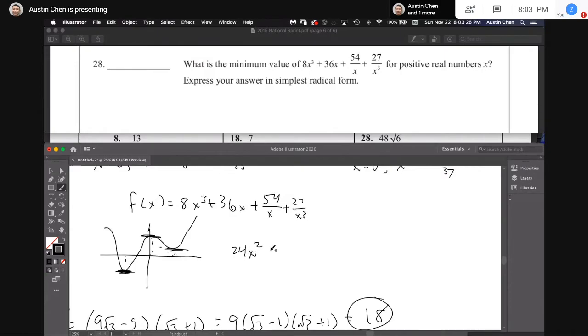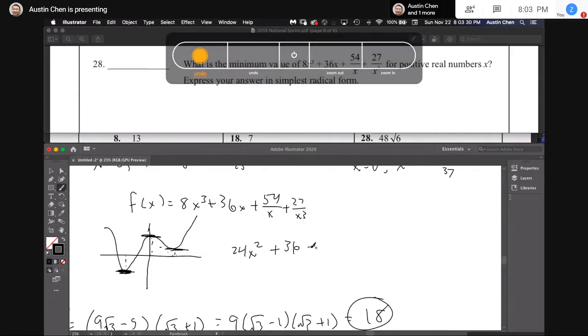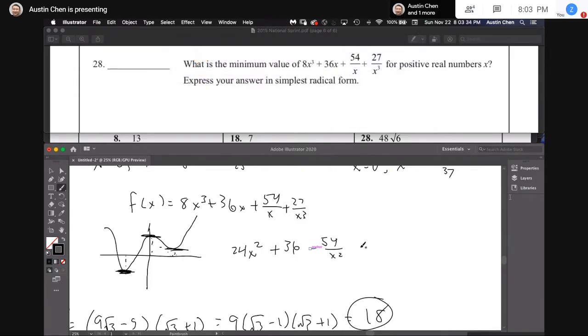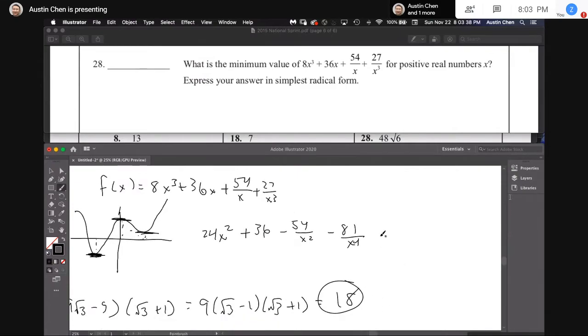We'll just do that right here. So it's just a really easy derivative. Just apply the power rule. So boom, and then this will be minus 81 over x to the fourth, and it will be equal to 0.